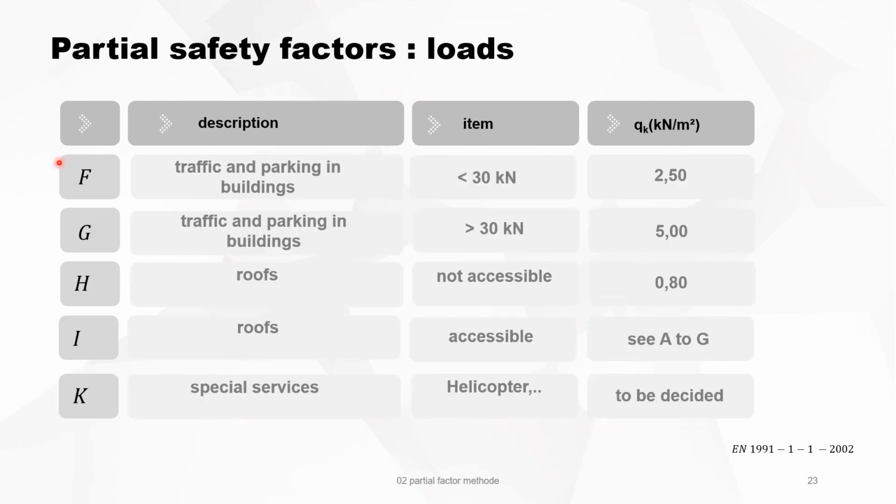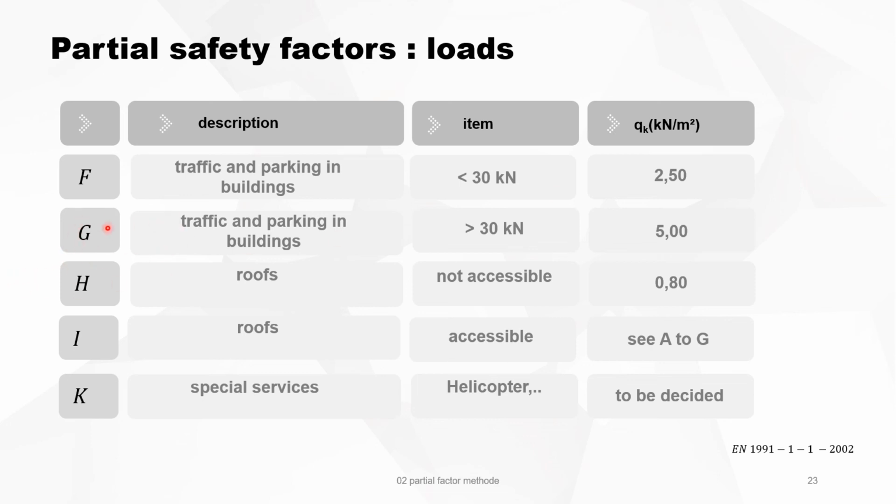And then we have other categories, F, for instance, for traffic in a parking and in buildings, not traffic for bridges. That's something completely different. Only for traffic and a parking in a building where the cars are less than 30 kilonewton, then it's 2.5 kilonewton per square meter. So you see that the mobile load of a parking is less than the mobile load of an office. So you can turn an office into a parking, but you cannot turn a parking into an office. That's sometimes difficult to grasp.